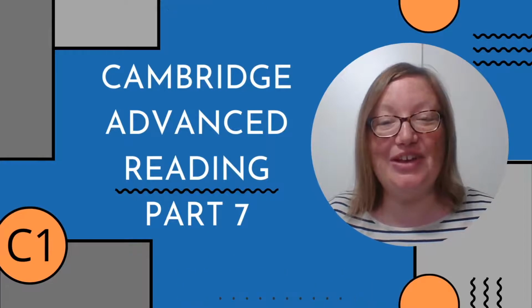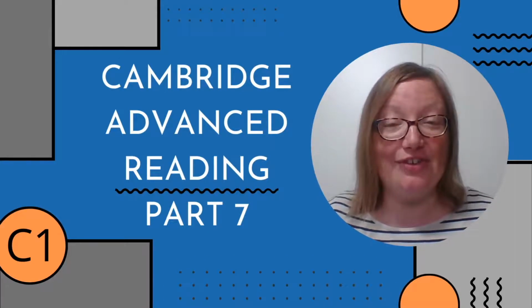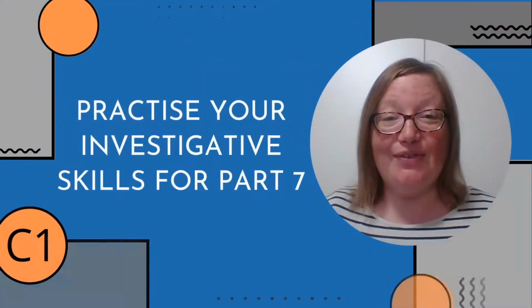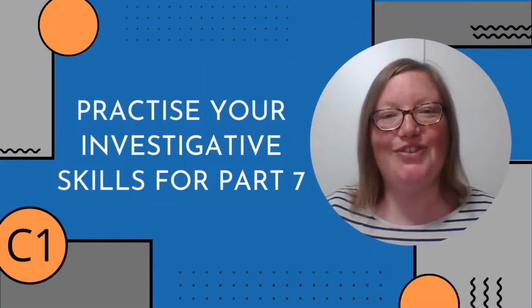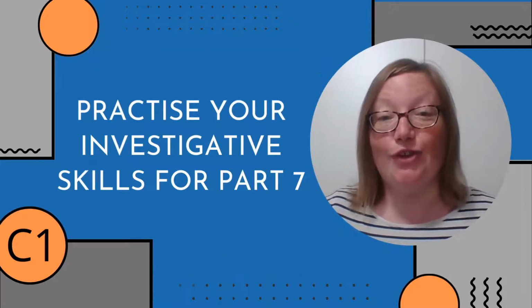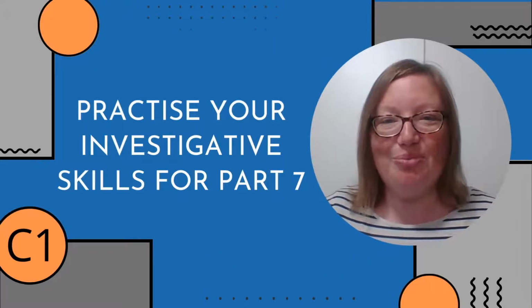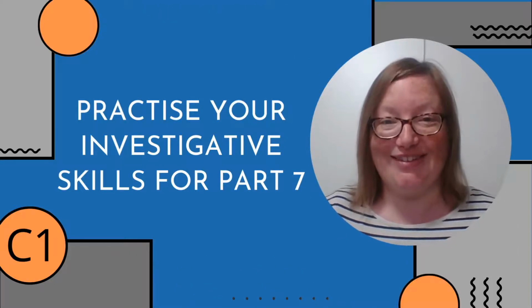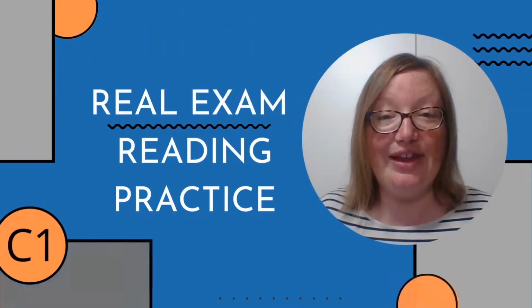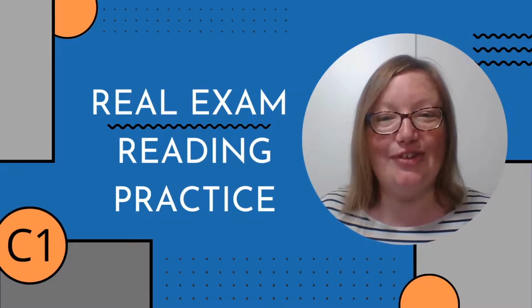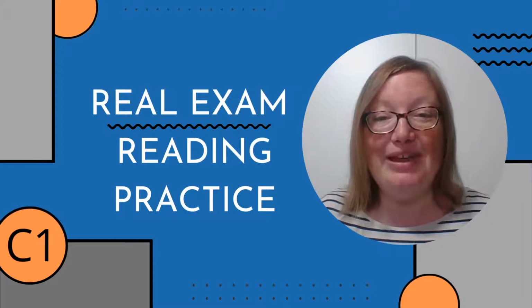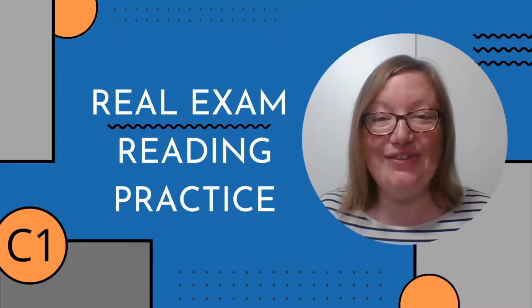In this video, we're going to be talking about Cambridge Advanced Reading and Use of English, Part 7. In Part 7, you need to be a bit of a detective to analyse the text and search for clues. So we'll practice your detective skills so that you're 100% ready for the task. At the end of the video, you'll have the chance to do some exam-style Reading Part 7 practice with feedback from me on the correct answers. So stick around for that.